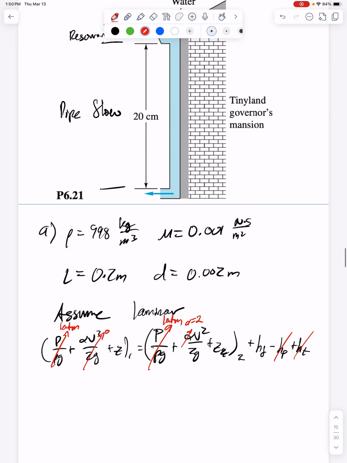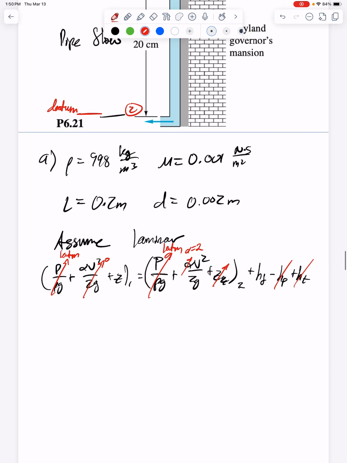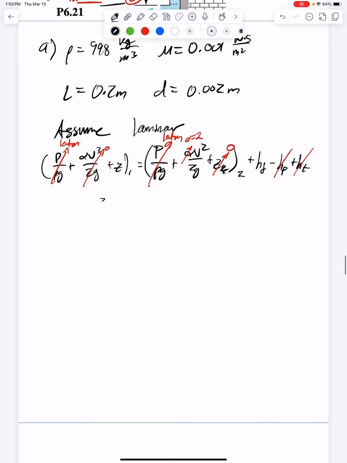Last thing, we're going to assume location 2, which I'll note as 1 and 2 here. Location 3 is our theta. Therefore, Z2 is going to be 0. So I simplify our expression to the following. Z1 is equal to, these two cancel out, so it's just V squared over 2G plus head loss.